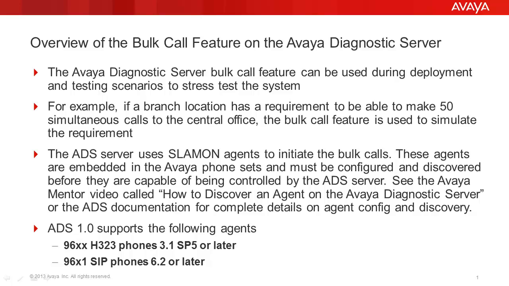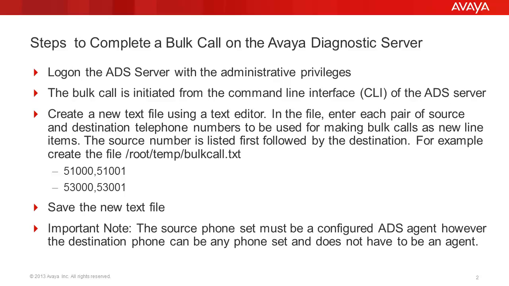ADS 1.0 supports the following agents: 96XX H323 phones 3.1 Service Pack 5 or later, and 96X1 SIP phones 6.2 or later. We will use the following steps to complete a bulk call. We'll log into the ADS server with administrative privileges. I'll use the root account in our example and SSH into the ADS server since the bulk call is initiated from the command line interface on the ADS server.